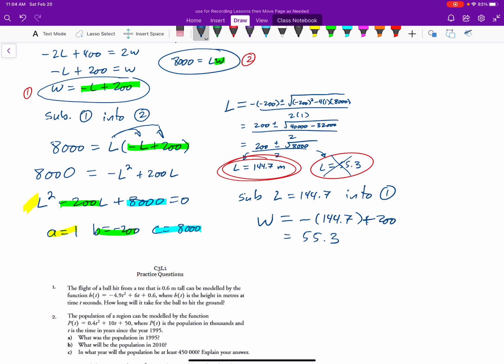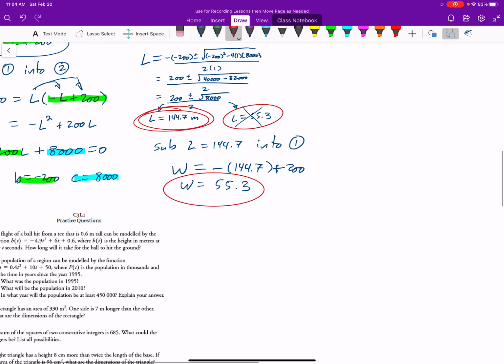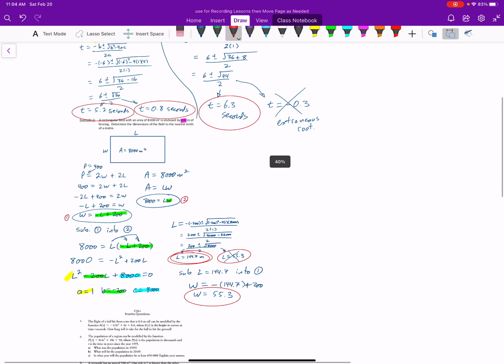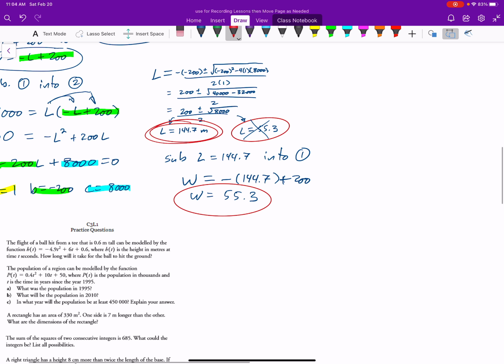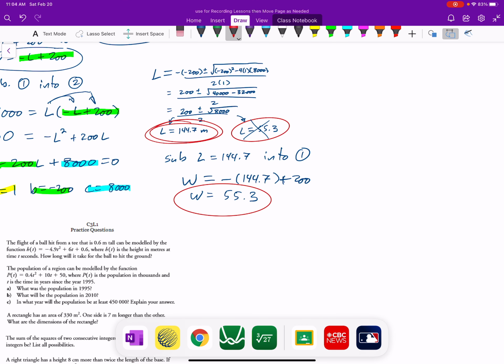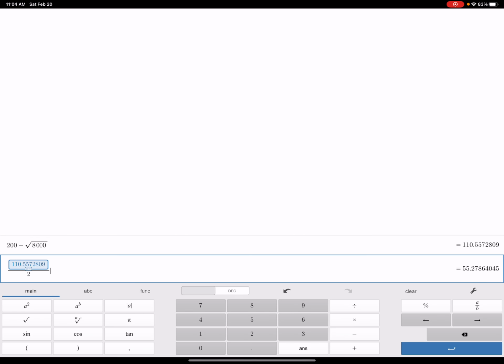And so that's going to be my width, which matches what I've got up above, just that it was called length up above. But those are the two dimensions. So the length has to be 144.7. The width has to be 55.3. If I add those together, then I get 200. 200 times 2 will give me my 400 meters of fencing. And if I multiply them together, it should give me my 8,000 square meters.